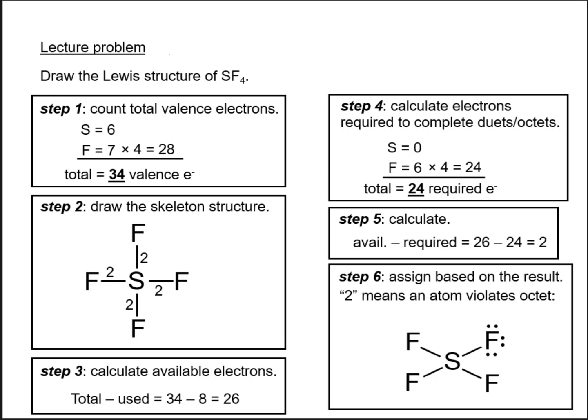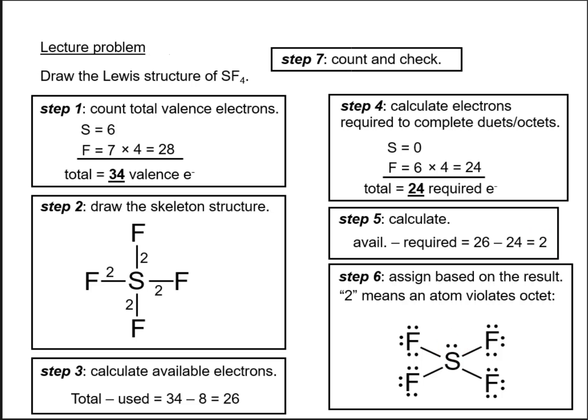So each fluorine needs 6 more to become octet, but we need 1 extra lone pair, 2 electrons, on the sulfur. And now this is the Lewis structure of sulfur tetrafluoride.